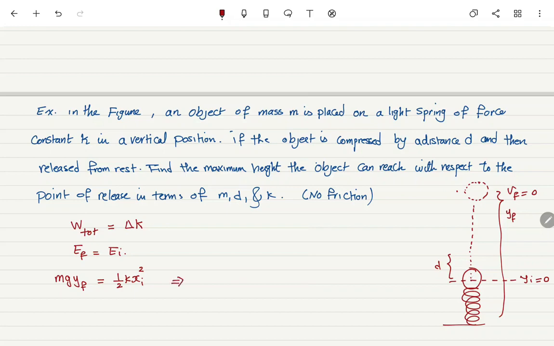Now if we simplify this, we will get y maximum equal to 1 over 2 mg, k d squared, in such a way that d here is equal to x, the spring displacement.